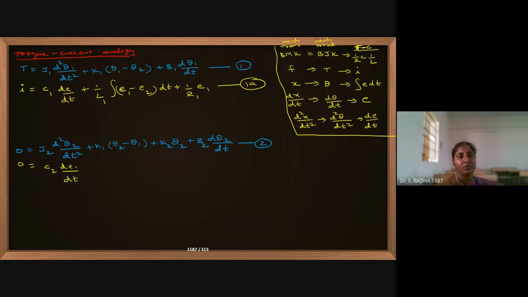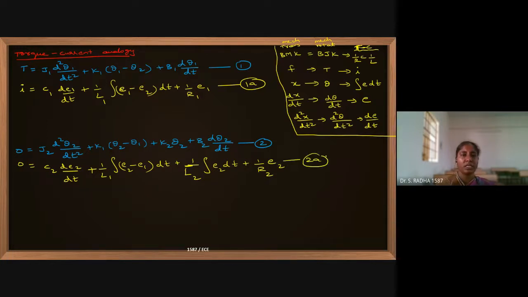I have to write the suffix also. Plus K means 1 by L1 integration E2 minus E1 dt, plus K means again 1 by L2, 1 by L2 theta means integration E2 dt, plus B means 1 by R, 1 by R d theta means E2, 1 by R E2. This is equation 2a. 1a, 2a, just I have replaced.